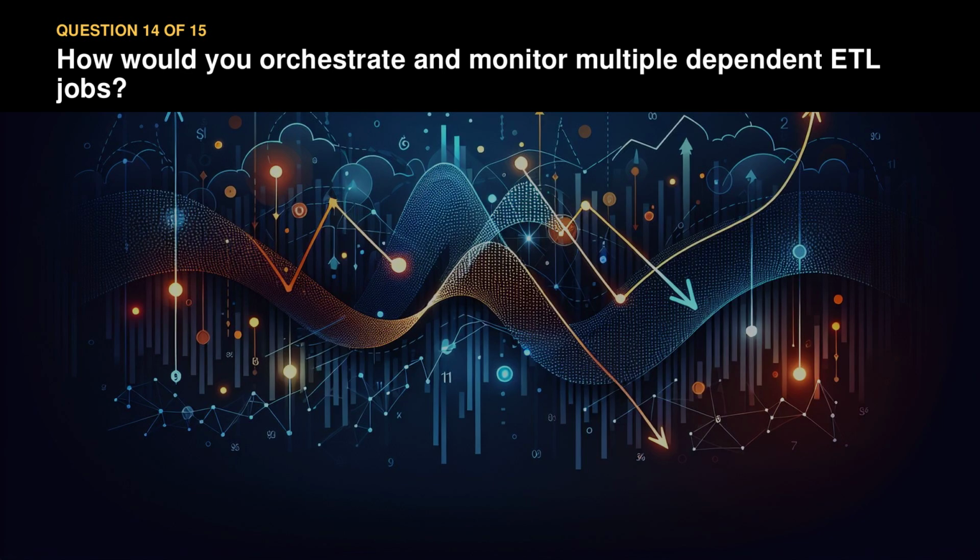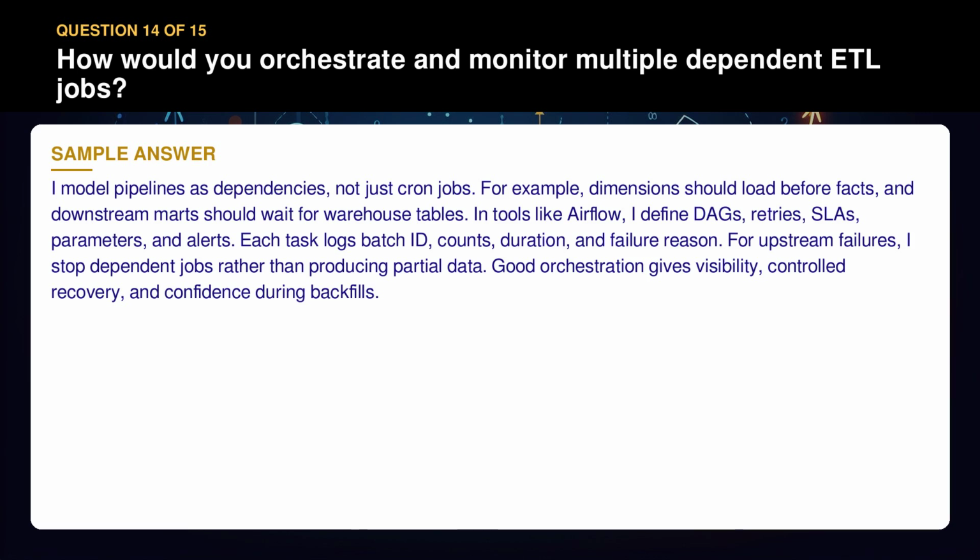Question 14. How would you orchestrate and monitor multiple dependent ETL jobs? I model pipelines as dependencies, not just cron jobs. For example, dimensions should load before facts, and downstream marts should wait for warehouse tables. In tools like Airflow, I define DAGs, retries, SLAs, parameters, and alerts. Each task logs batch ID, counts, duration, and failure reason. For upstream failures, I stop dependent jobs rather than producing partial data. Good orchestration gives visibility, controlled recovery, and confidence during backfills.